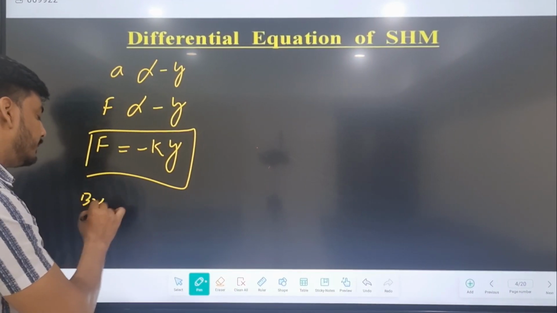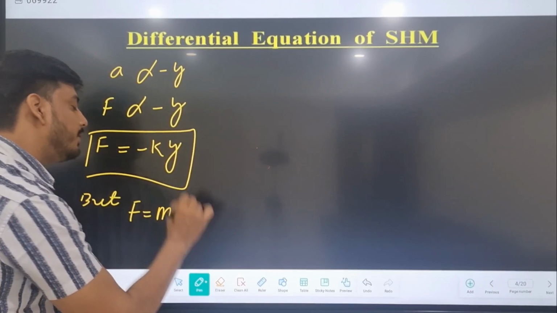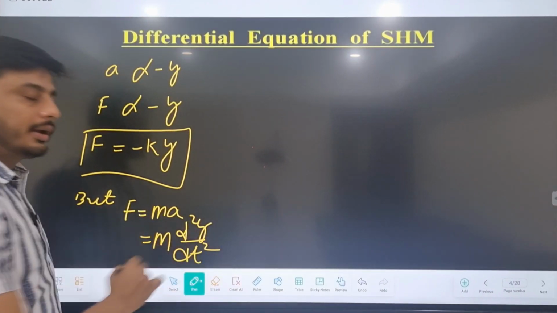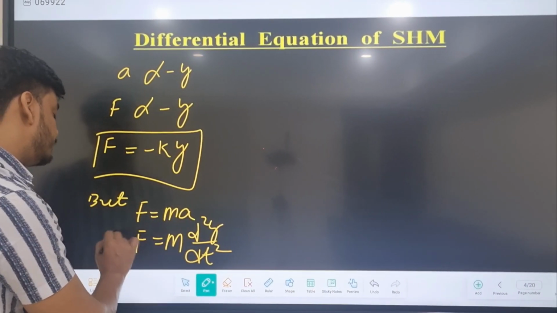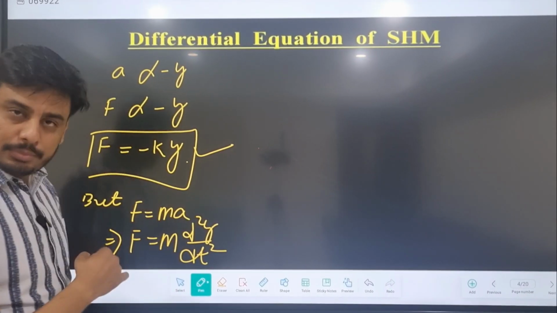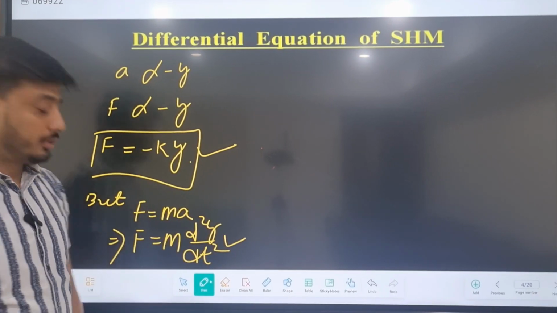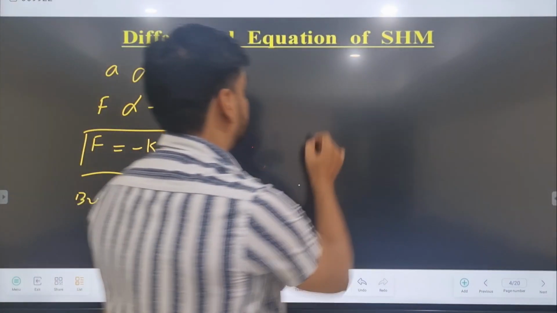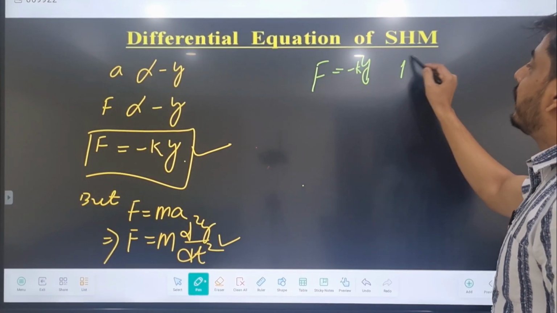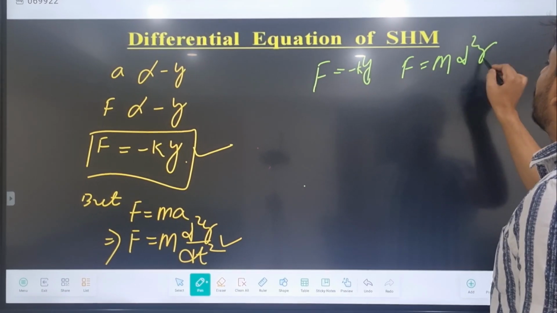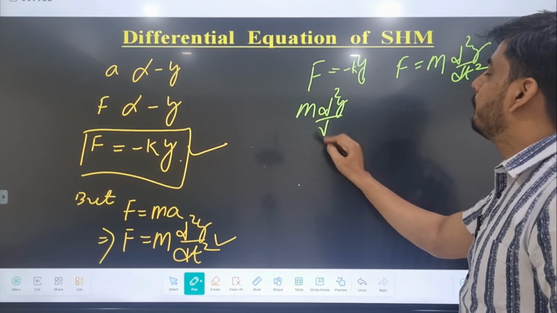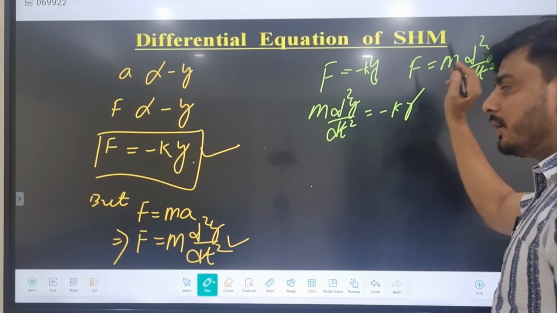But we know that force is equal to mass into acceleration. So you can write down mass into acceleration, d square y by dt square. This is the general formula for inertial force, mass into acceleration. Now we have a particular formula for simple harmonic motion, and this is the generalized formula for force. So we can equate both. We can write F equal to minus ky, and F equal to m d square y by dt square. So we can equate m d square y by dt square equal to minus ky.